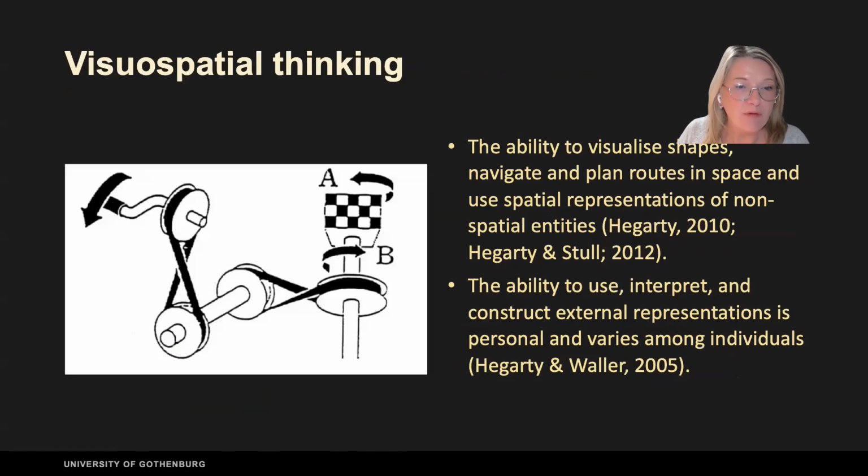Visuospatial thinking refers to the ability to visualize shapes and arrangements of objects in space, maintain a mental map of our location, and think with spatial representations of non-spatial entities. It varies among individuals and involves both analogical mental imagery and analytical processes.